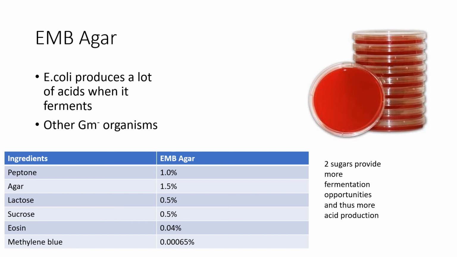So what's in eosine methylene blue agar? You don't need to know the specific composition, like the percentages, because that is just too hard to keep in your head. But there is peptone in here. Peptone, okay, remember that's proteins. There's the agar, that's indigestible. There's now 2 fermentable sugars, not just lactose, but also sucrose. So if they can ferment sugars, they've got lots of sugars to work with, which will give me lots of acids on the other end. And then I have 2 different dyes, the eosine, which is red, the methylene blue, which is blue. So the 2 sugars provide lots of fermentation opportunities.